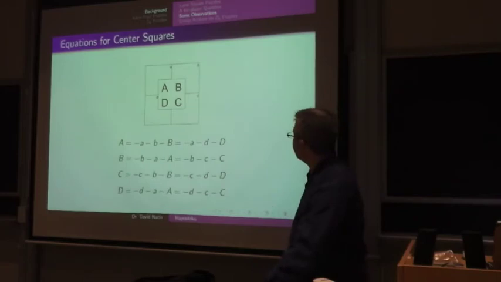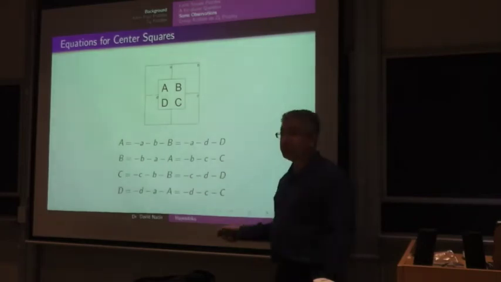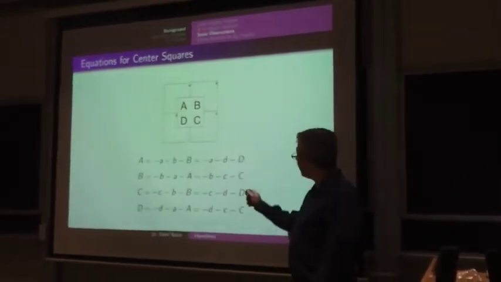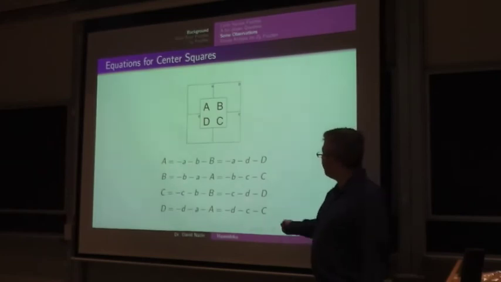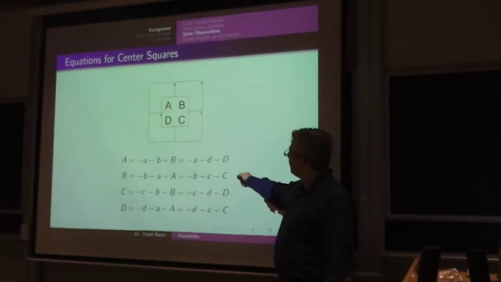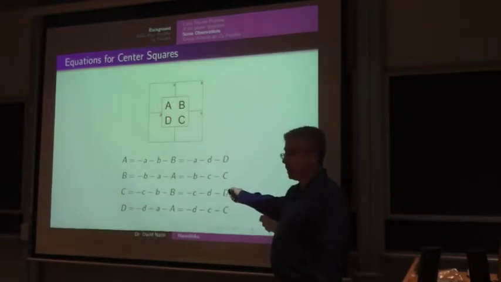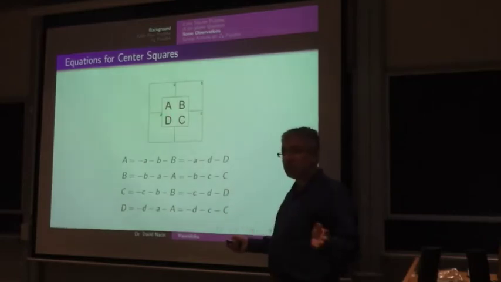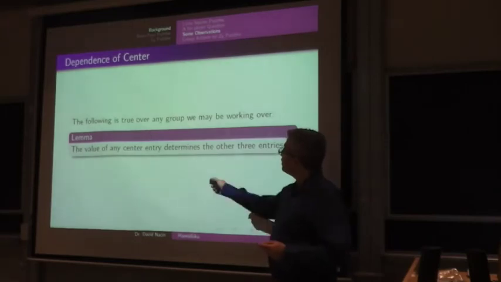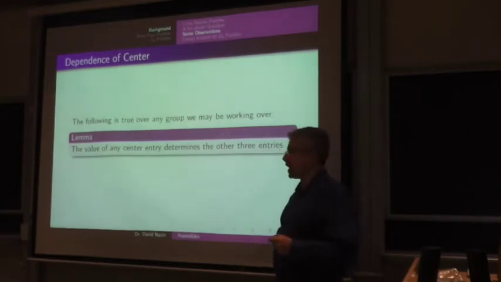Now, using the fact that the top half has to add to zero, and the bottom half has to add to zero, and the left half and the right half as well, I get these equations, but I don't even need to look at those in order to know that if I know what A is and I know what the top clues are, I immediately know what B is, and then from the right clues I get C, and then from the bottom clues I get D. So if I know what the entry of any of the four center cells happens to be, then I immediately get the entire center. So I'm going to call this dependence of center, and I'm going to be using that as well.